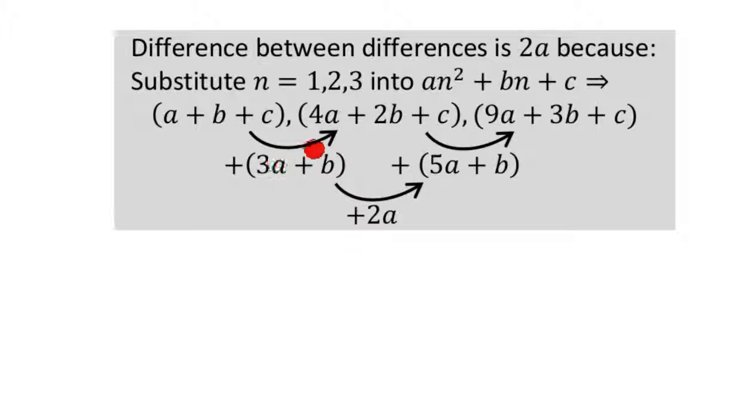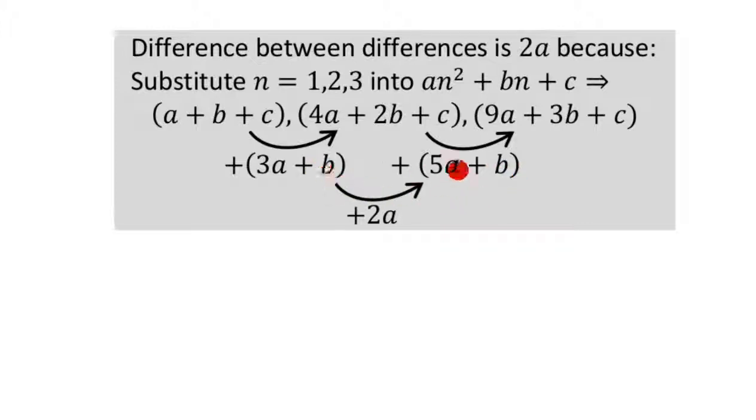So to find the differences between the first two terms, you simply do that, take away that. So 4a take away a is 3a, 2b take away b is b, and c take away c is nothing. So basically the difference between these two terms is 3a plus b. The difference between these two terms is 5a plus b. You add from here to there, you add 3a plus b. From here to there, you add 5a plus b.